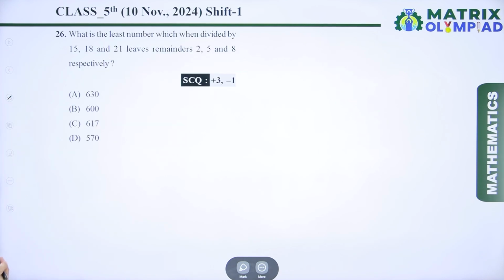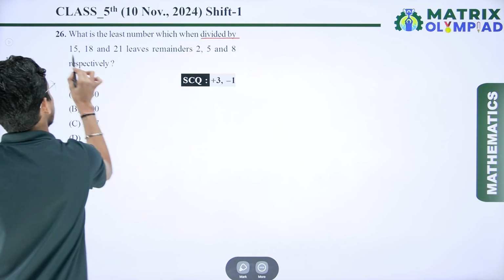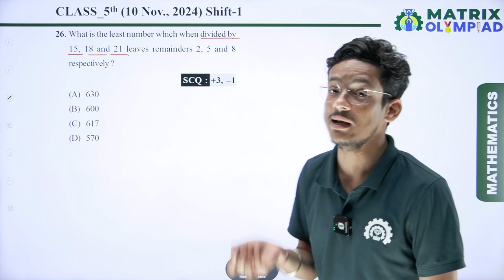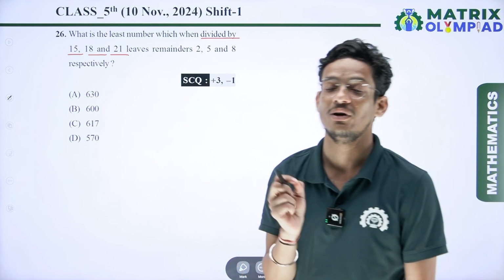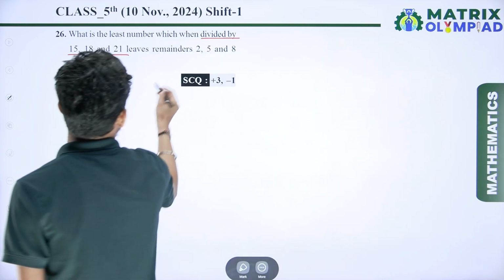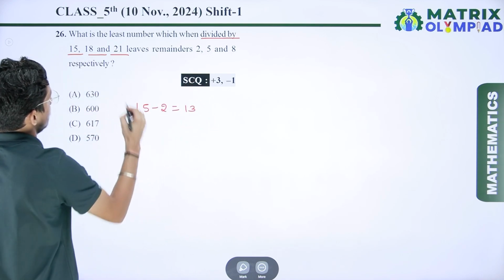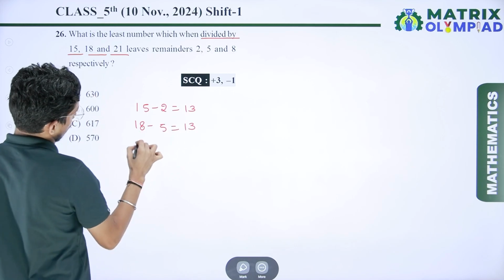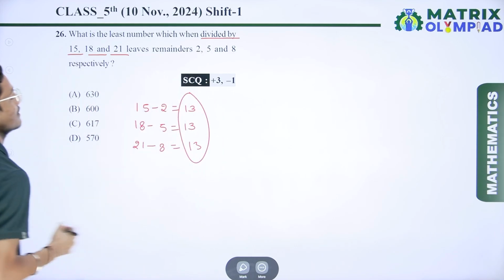So now if I talk about the next question, that is what is the least number which when divided by 15, 18, 21 leaves remainder 2, 5 and 8 respectively. So here we have to find the least number. For the least number we have to find the LCM. Okay. First we check the difference. So here if I check the difference, 15 minus 2, that is 13. If I check here 18 minus 5, again that is 13. If I check here 21 minus 8, again that is 13. It means the difference is same.